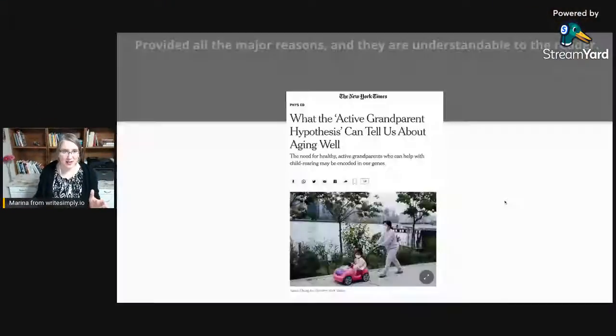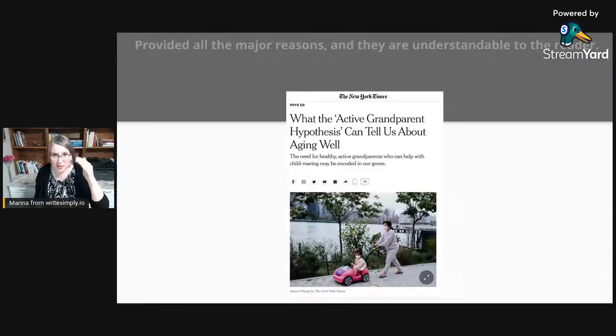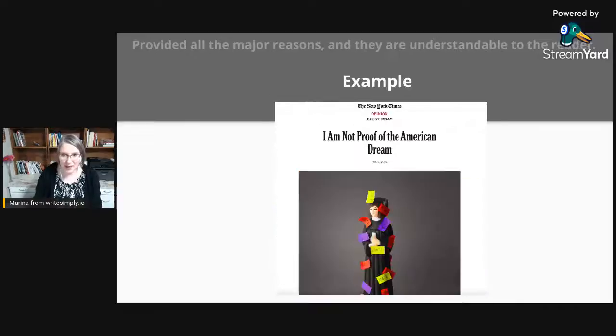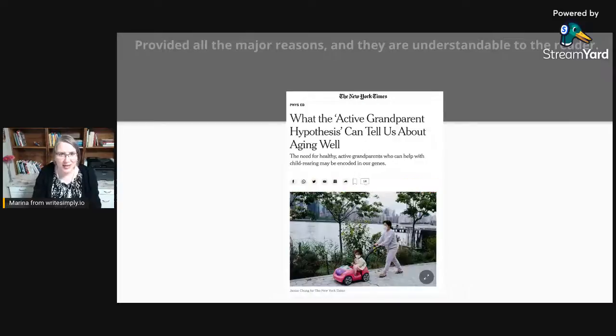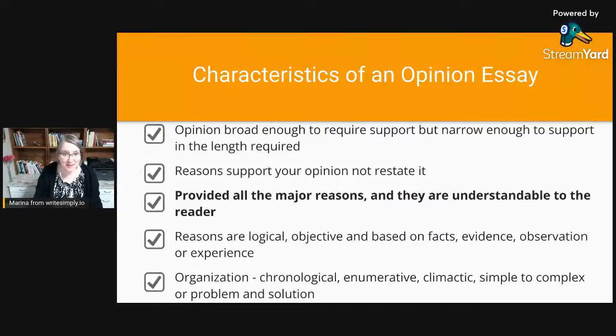But some of the other articles, you'll notice they had multiple reasons, like the one talking about Joe Rogan, multiple reasons for their opinion. When we're talking about the article, I'm not the proof of the American dream, it was, here's my life before, here's my life after, and here's why I have that opinion based on my experiences. So there's different ways that you can craft your opinion essay.